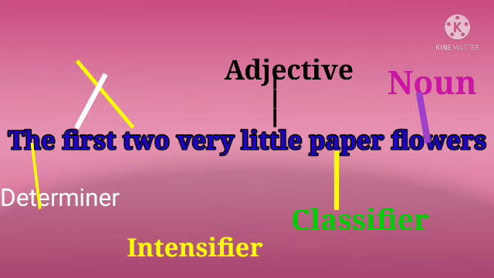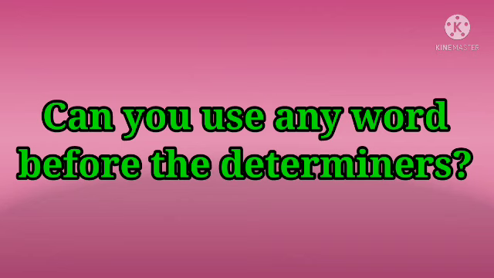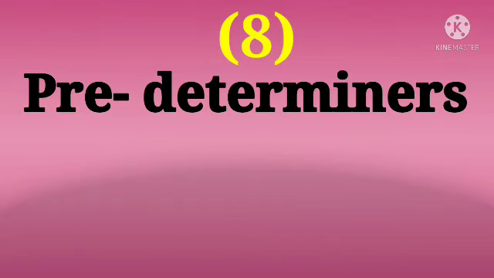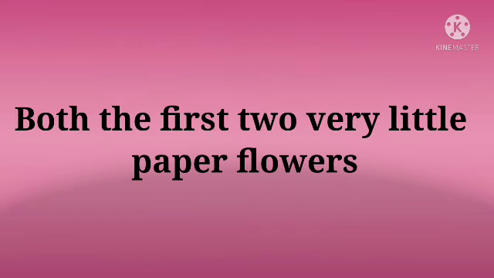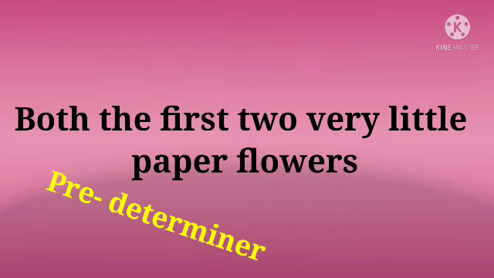Can you think of what can be used before the determiner? Yes, before the determiners, some words can be used which are called predeterminers. These are all, both, half. We will take the same example. Both the first two very little paper flowers. Here, both is the predeterminer. This is about the noun phrase.